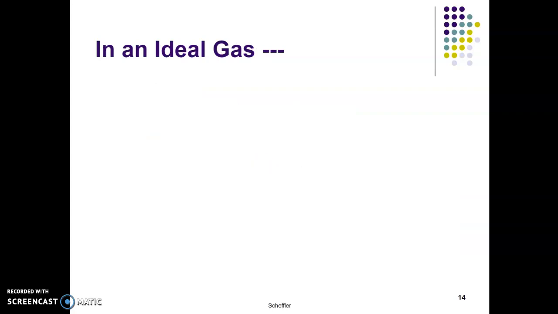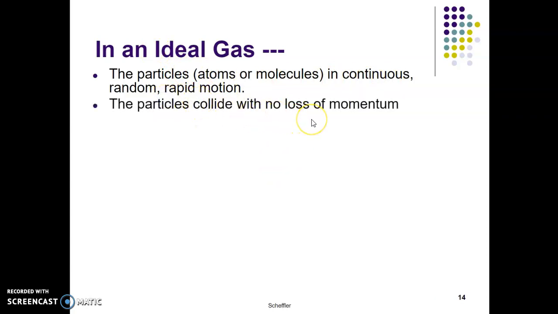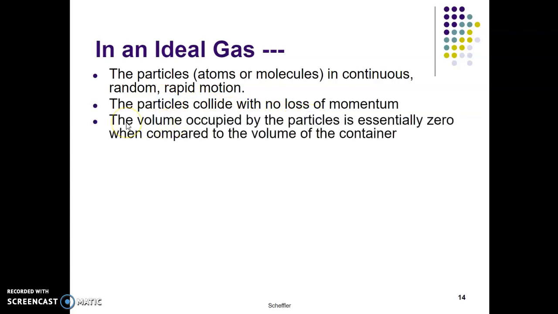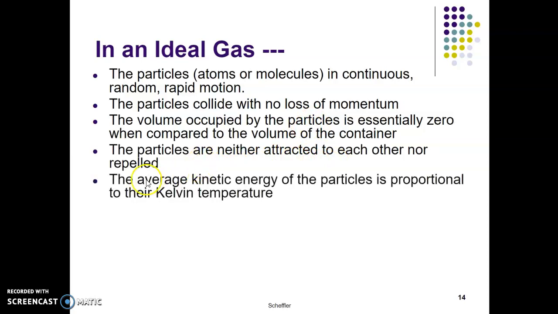So finally, we're going to identify an ideal gas. An ideal gas basically follows the laws of the kinetic molecular theory. So particles are in continuous, random, and rapid motion. Particles collide with no loss of momentum, meaning that they're not slowed down at all. Volume occupied by particles is essentially zero when compared to the volume of the container, so they're incredibly small. Particles are neither attracted to each other nor repelled, so they're just hitting each other, and that's it. The average kinetic energy of the particles is proportional to their Kelvin temperature. Basically, their energy is defined by their temperature.